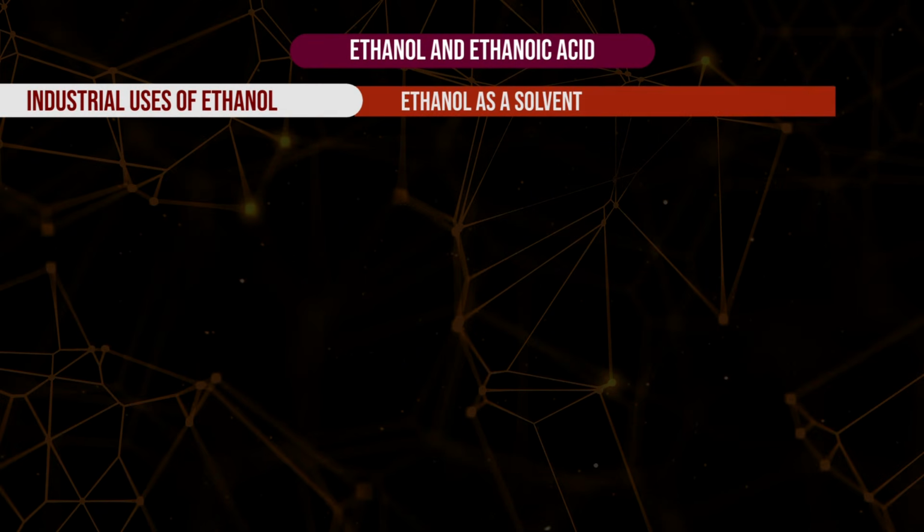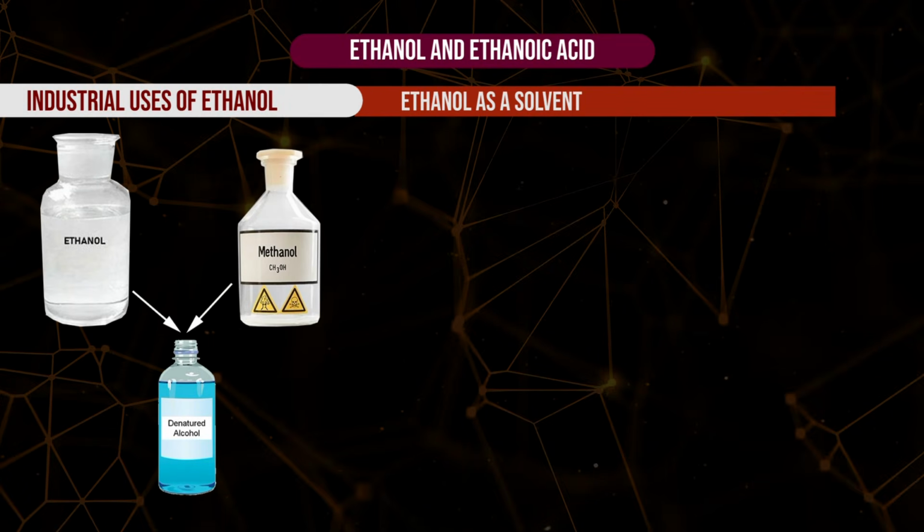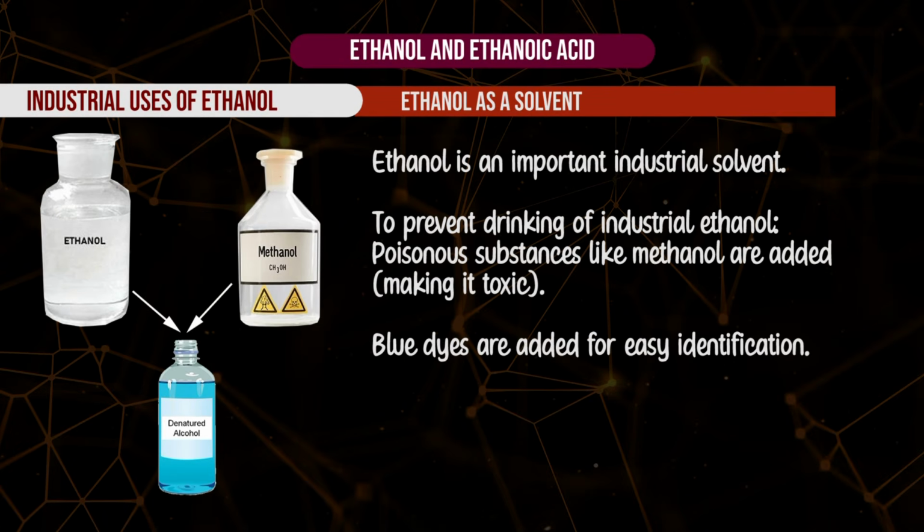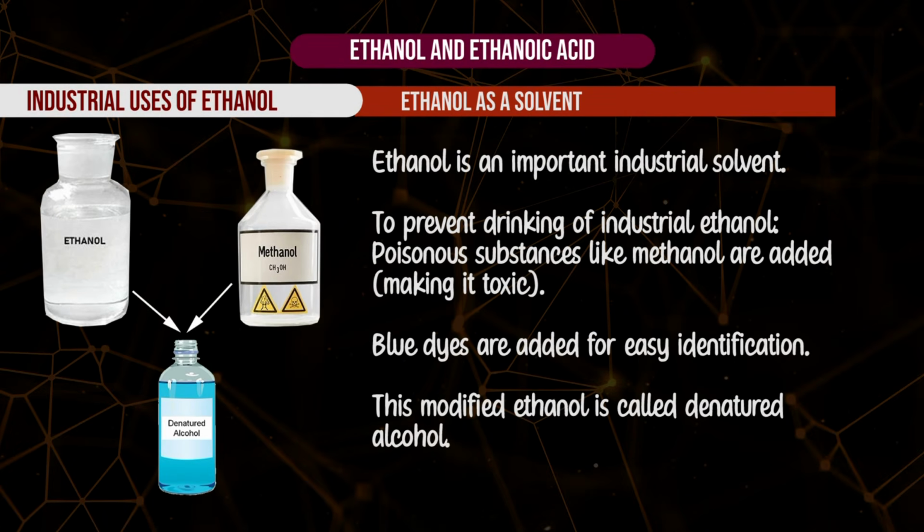Industrial use of ethanol. Ethanol is an important industrial solvent. To prevent drinking of industrial ethanol, poisonous substances like methanol are added to it, which makes it toxic. Blue color is added to this mixed alcohol for its easy identification. This modified ethanol is called denatured alcohol.